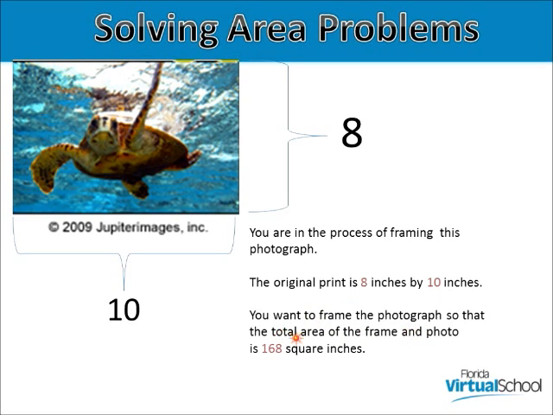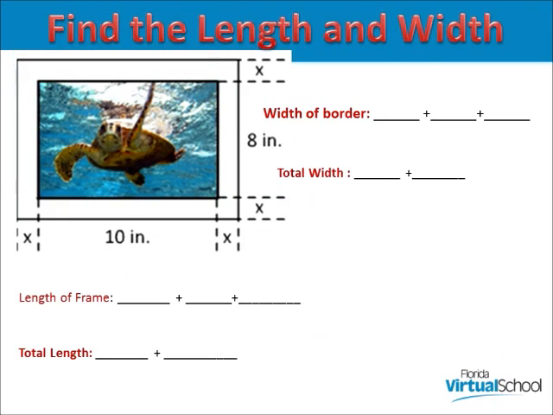You want to frame this photograph so that the total area of the frame and the photo is 168 square inches. All right? So we're going to bring back an old formula: area equals length times width, or it's also referred to as base times height. Okay?